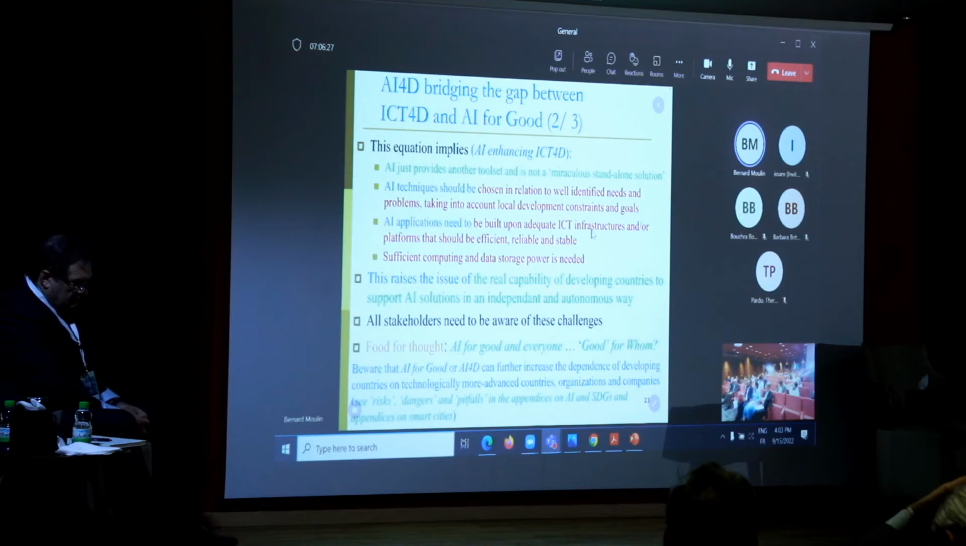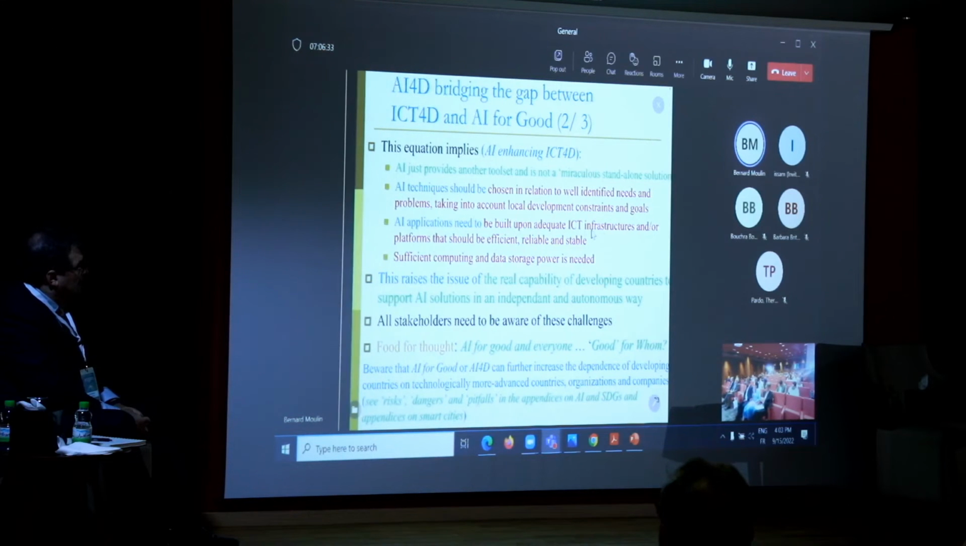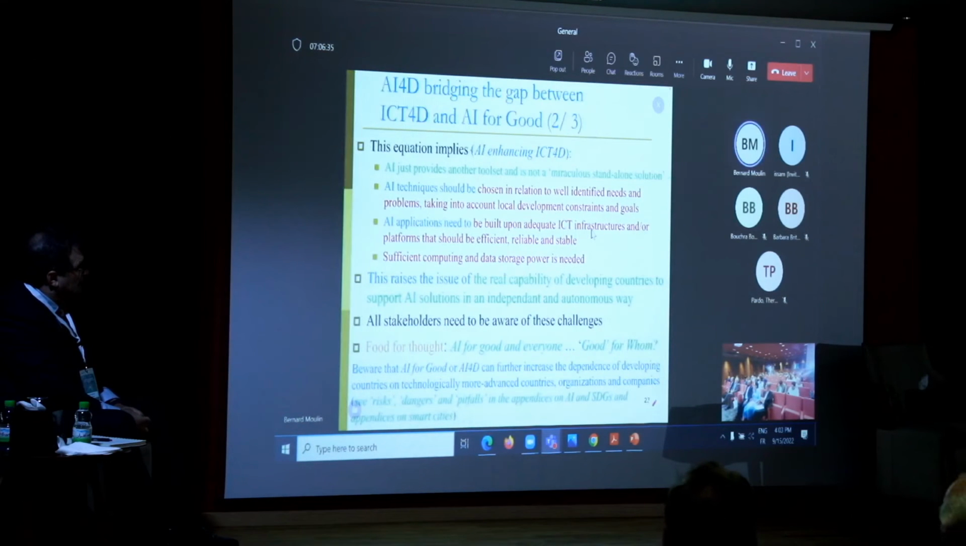So I will just take some time to go through the elements of this equation. The first part of the equation, AI enhancing ICT4D. AI just provides another tool set, and it's not a miraculous standalone solution. That's my first point. But AI techniques should be chosen in relation to well-identified needs and problems, taking into account local development constraints and goals.